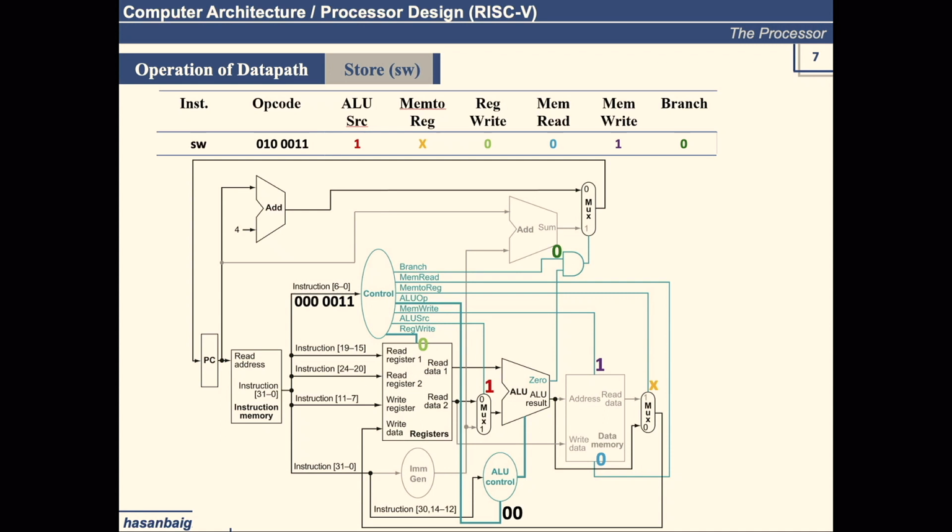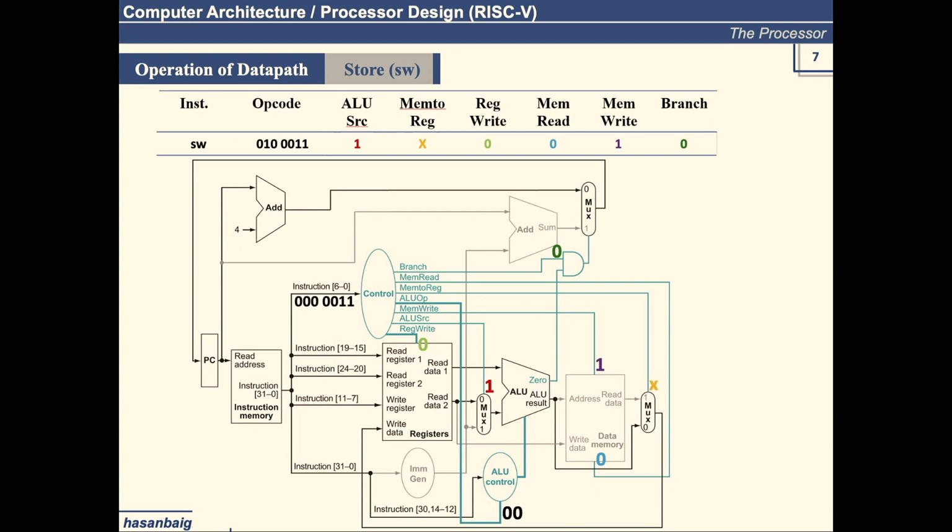What value we are supposed to be writing is coming from the register port. So it will be writing the data in here. So the SW instruction finishes here. That's why it does not matter what the value of this mux is. If it is 1 or if it is 0, no matter.